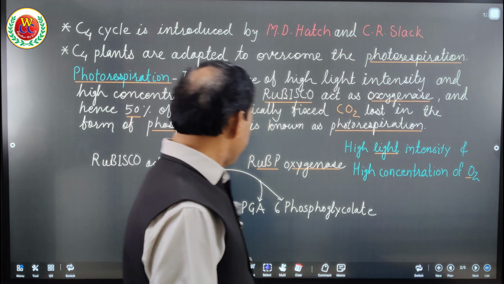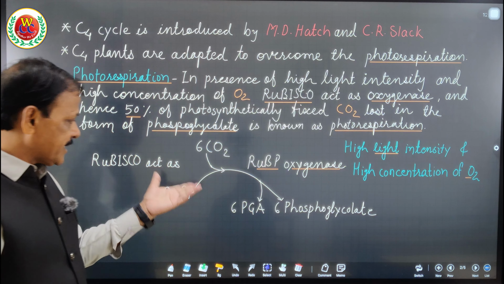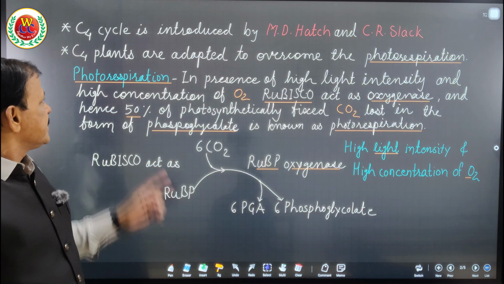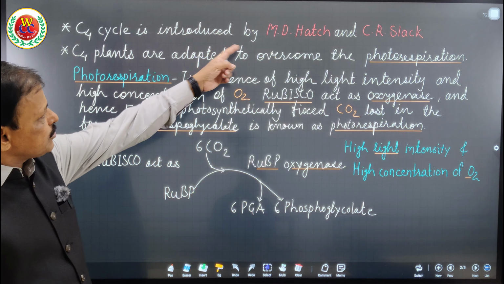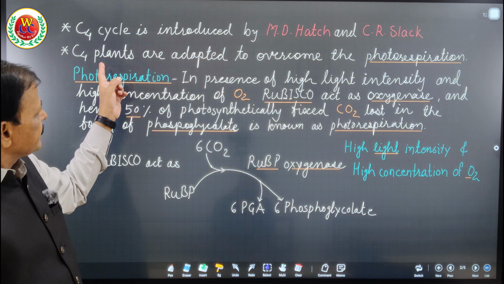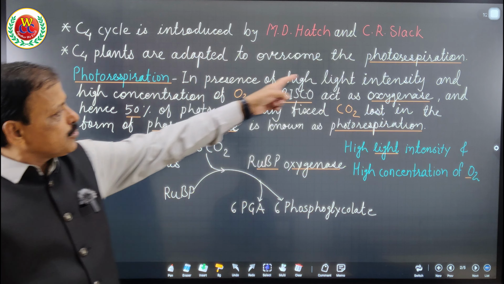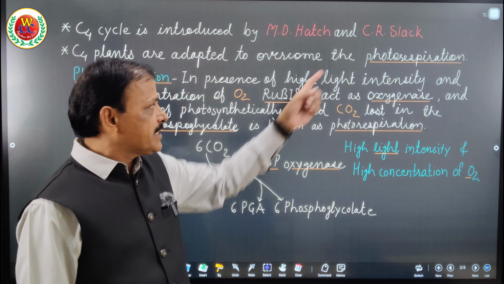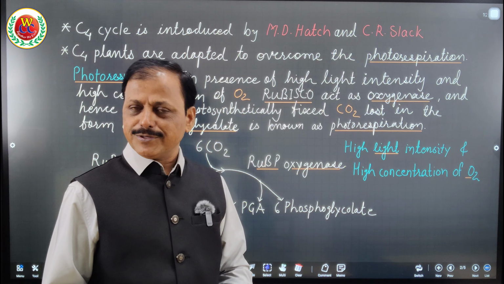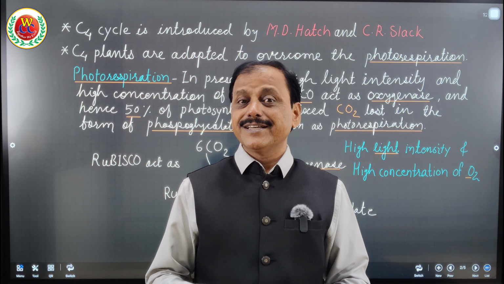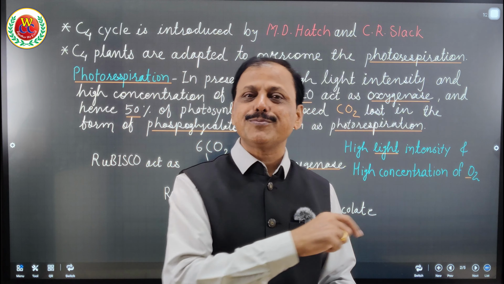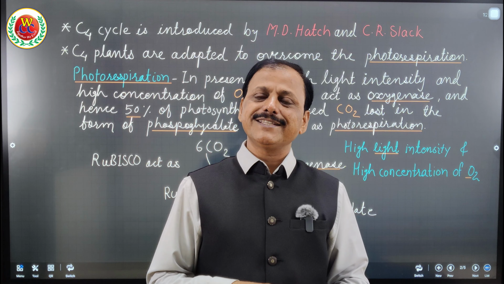To understand this photorespiration, I have this explanation for you. See what I have written. The C4 cycle is introduced by Hatch and Slack. C4 plants are adapted to overcome photorespiration. With that heading, I have started this C4 cycle. Because the question comes, when the C3 cycle is there, why then the C4 cycle? The C4 cycle is to overcome the photorespiration that occurs in the C3 cycle.